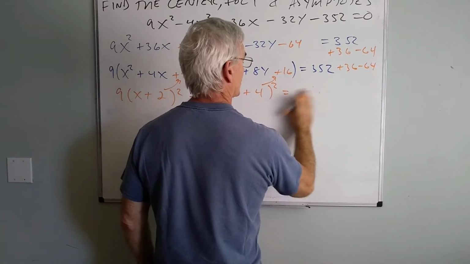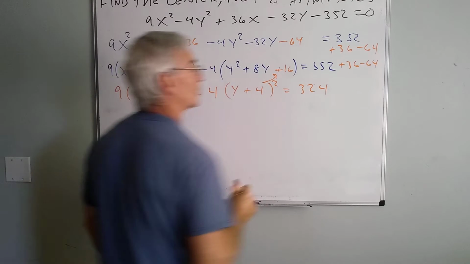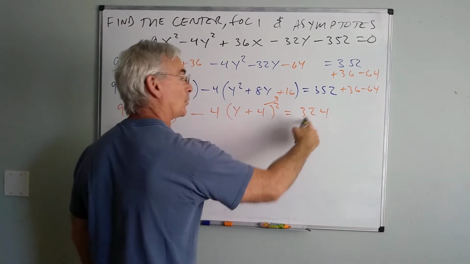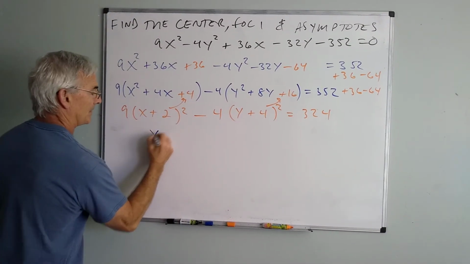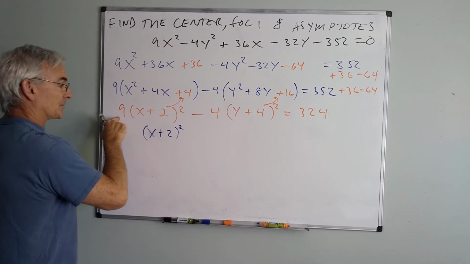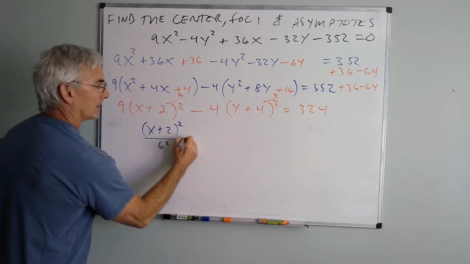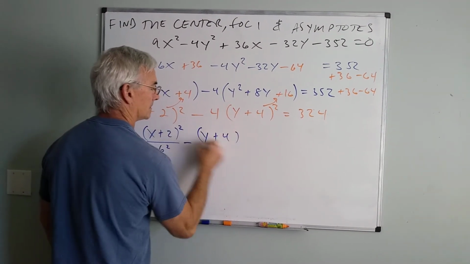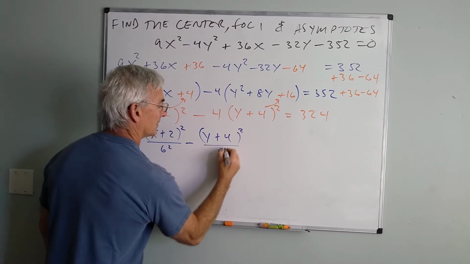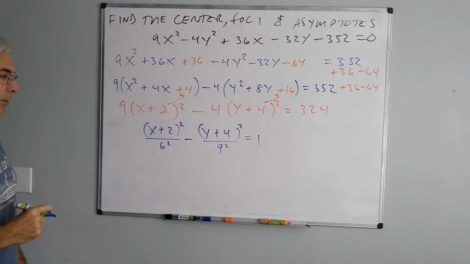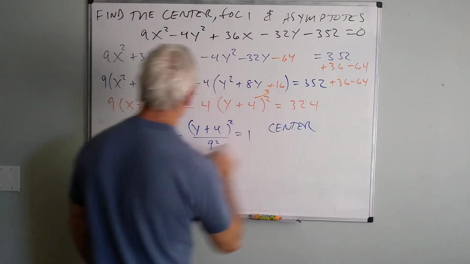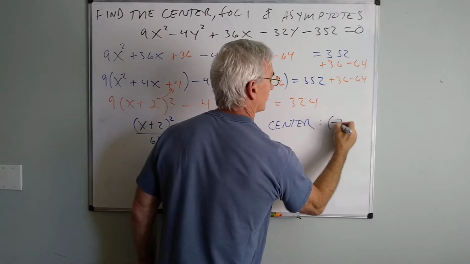And so this turns out to be 324. Now at this point here, it's almost ready to read the final results. So we'll multiply through here by the reciprocal. So I'll have x plus 2 quantity squared. 9 over 324 is 36, or 6 squared. 4 over 324 is 1 over 81, or 9 squared. So now we have the perfect form of our hyperbola. So from here I can tell that the center is negative 2 comma negative 4.